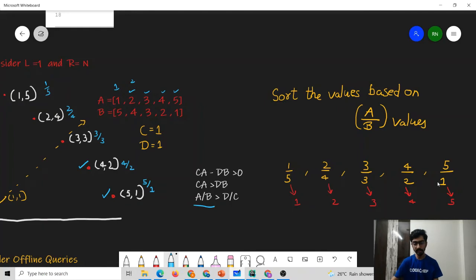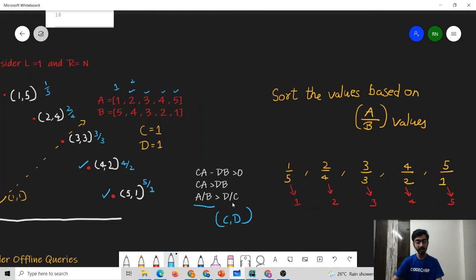Since we have sorted this array, every time we get a query of c comma d, what we can do is find the value of d by c, then try to find the point such that the values after that particular point have the a by b values greater than this d by c. As soon as we find that point, we have to consider this particular suffix and then find its contribution. How are we going to find the contribution of this particular suffix?